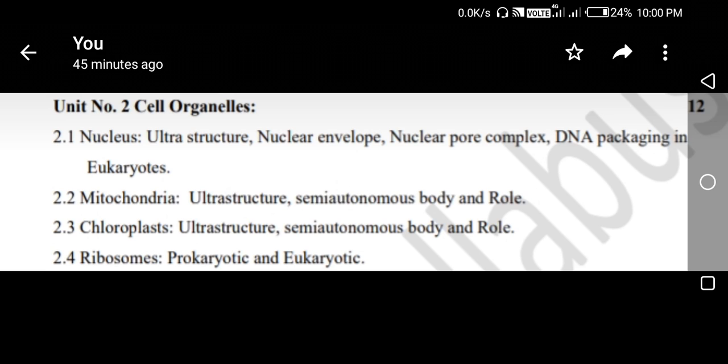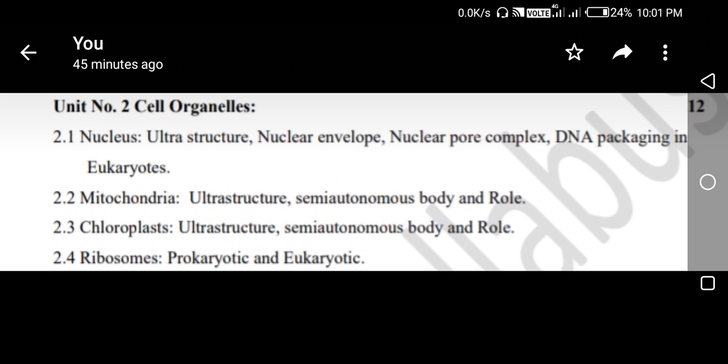The nucleus is the active center of a cell. In detail we will learn the ultrastructure, then nuclear envelope, types of nuclear envelope, then nuclear pore complex, and how the DNA gets packaged into the chromosome in a eukaryotic cell. We all know the mitochondria is called the powerhouse of the cell. Its structure we will learn.